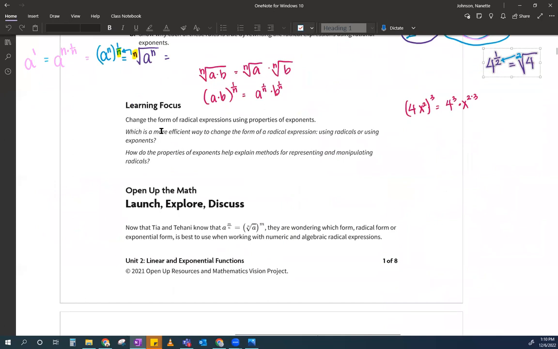It says change the form. Our focus today is to change the form of radical expressions using properties of exponents. And then here are some questions that you should be able to answer by the end of this lesson today. So which is a more efficient way to change the form of a radical expression, using radicals or using exponents? And how do the properties of exponents help explain methods for presenting or representing and manipulating radicals?